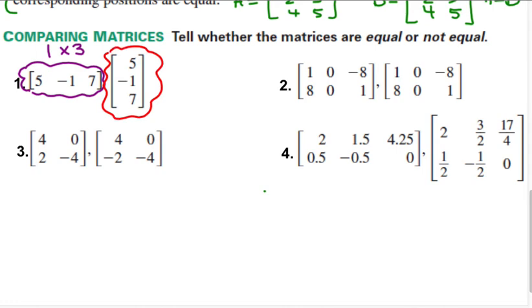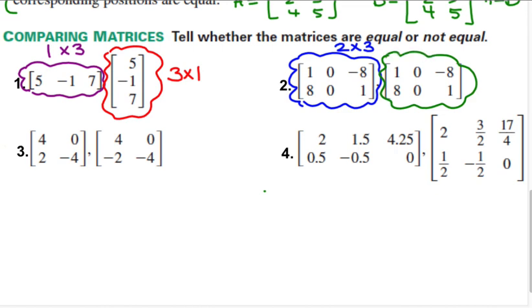See if you can identify the dimension. All right, you should have gotten 3 rows by 1 column. Let's do this one right here. Go ahead and see if you can identify the dimension. 2 rows, 3 columns. And again, this one is 2 rows by 3 columns. So just a little review for you on the dimensions. Make sure you know how to read the dimensions. It's however many rows times however many columns.